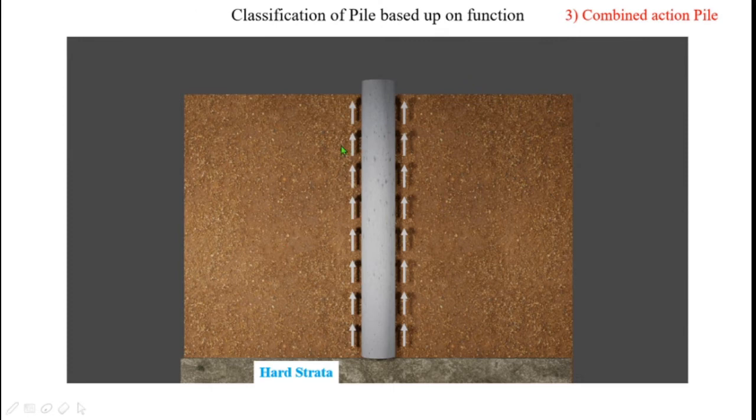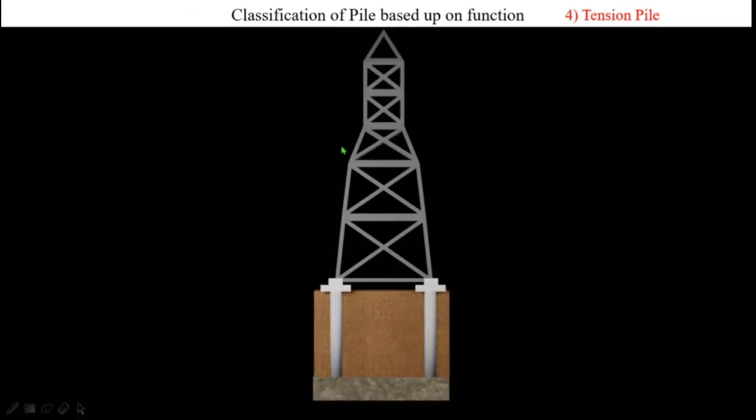These type of piles are called a combined action pile. Next one is a tension pile. Now, tension piles are basically used inside or for the structure which is subjected to lateral load. Now look at this transmission tower. It could be either a transmission tower or it could be a hydraulic structure which is present inside of water.